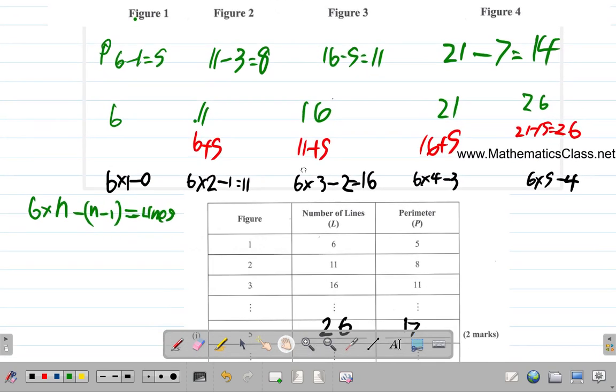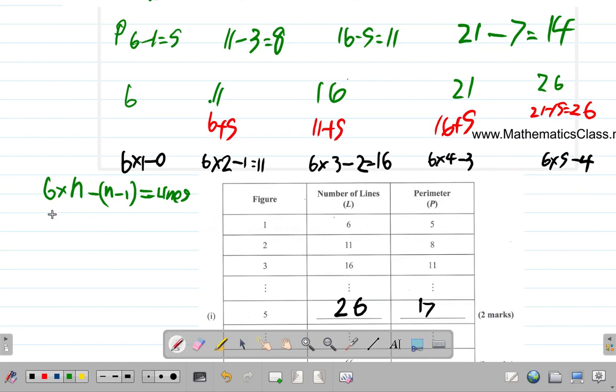Right? Let's see. So you can simplify this answer as 6n minus (n minus 1). That would be 6n minus n plus 1 when you open the bracket. 6n minus n plus 1. But 6n minus n is 5n. So that will be 5n plus 1. We'll see if it works out. 5n plus 1. The number of lines is supposed to be 5n plus 1. Let's see if it really works out. Right? Figure 1.